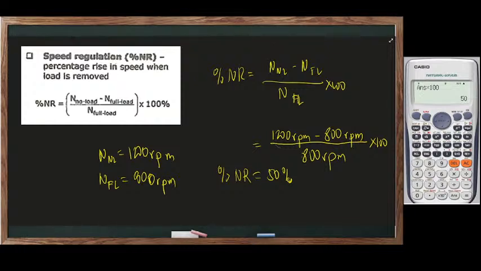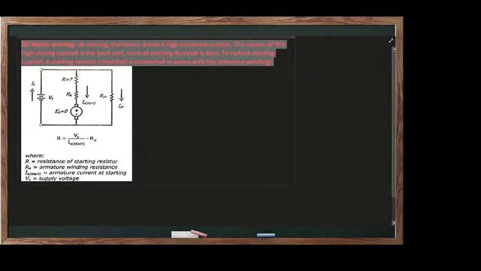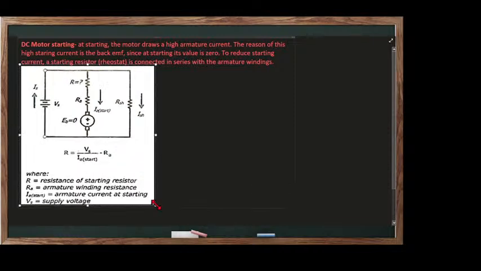Okay, so next we will go to DC motor starting. If we are going to start our DC motor, dapat meron tayong tamang method, because in starting a motor, mataas yung kanyang starting current that may cause sa ating winding na masunog. So at starting, the motor draws a high armature current. So malaki yung armature current dito kapag nagsisimula pa lang tayo, we are starting our motor.